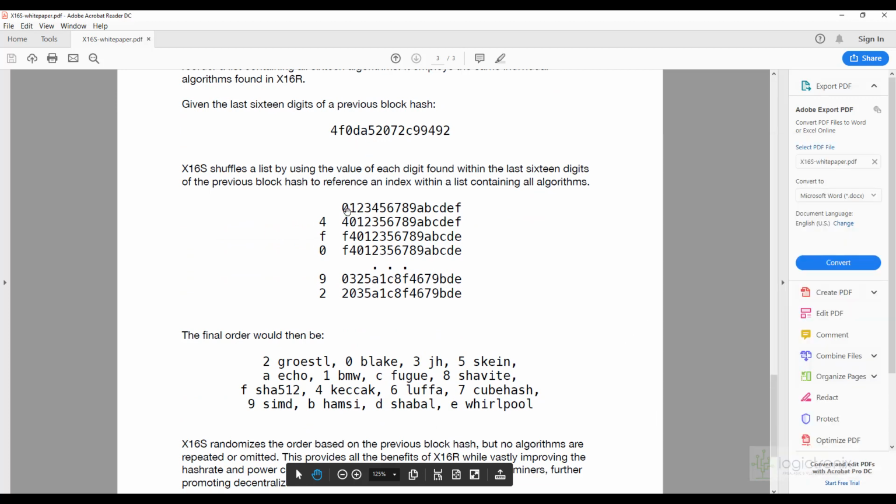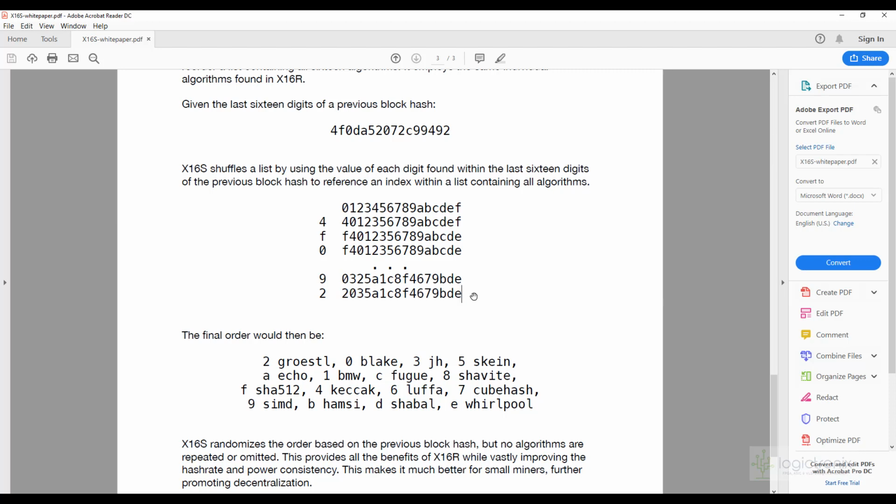To get this value, we first take 0, 1, 2, 3, 4 like this up to F, and according to the hash value we shift the position. Like here is 4, so the value at the fourth position will be shifted to the first. Here is F, so the F position will be shifted to the first. Here is 0, so the value at the 0th position will be shifted to the first, and this is F, so F will be shifted to the first position, and so on, and we finally get this value.